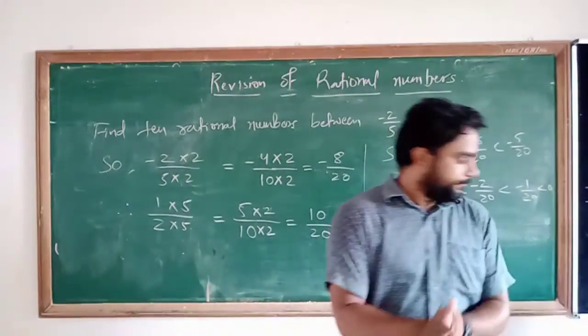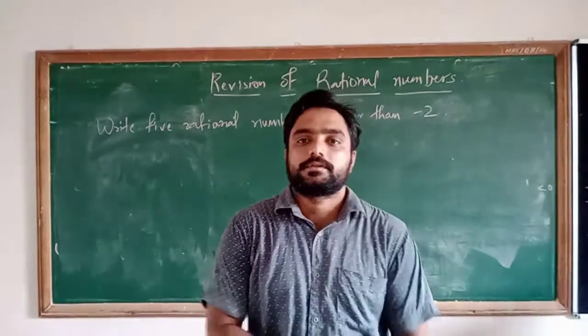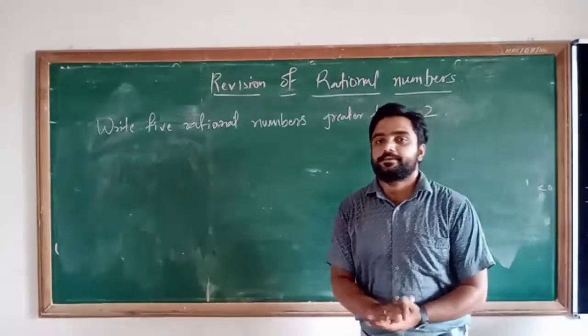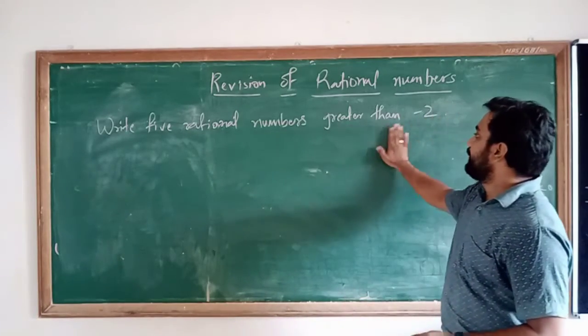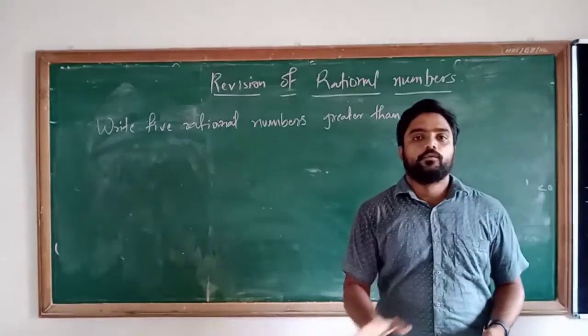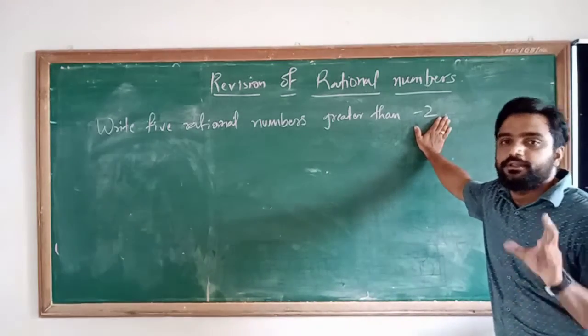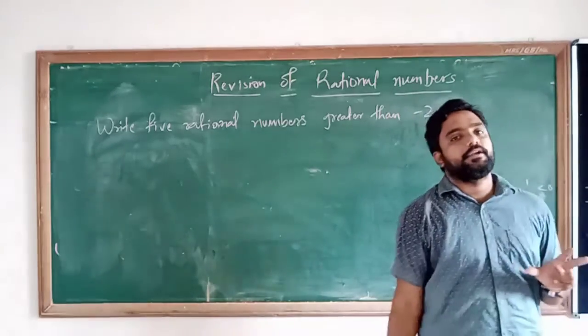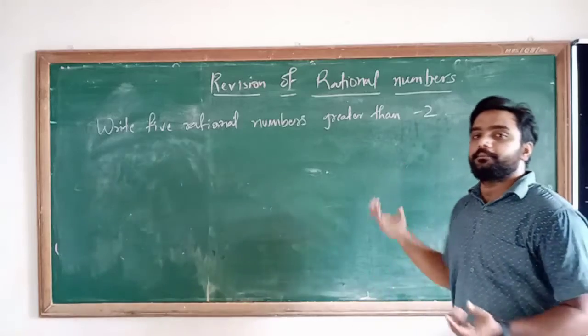Okay, now yes, now the last question and the last information, that is: write 5 rational numbers greater than minus 2. Only one value is given to you, that is equal to how much? Minus 2. सिर्फ minus 2 ही दिया गया है. So on the basis of that, how can you write the rational numbers greater than minus 2?